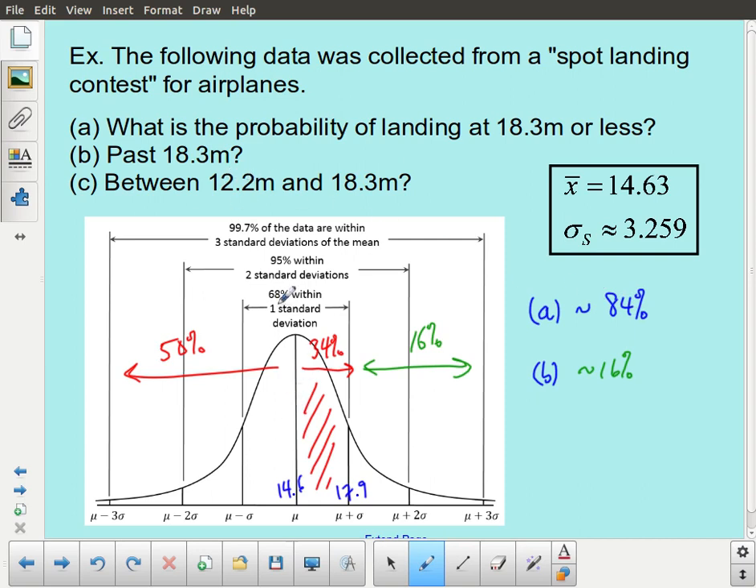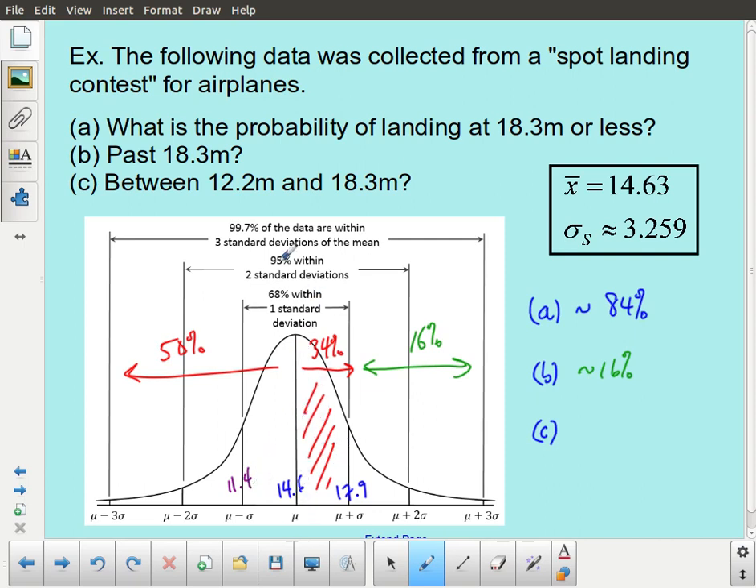What is the probability of being between 12.2 and 18.3? Okay, well, you can probably guess where this is going. 12.2: 14.63 minus 3.259 gives me 11.3. So this number, minus 1 standard deviation, actually it's closer to 11.4.